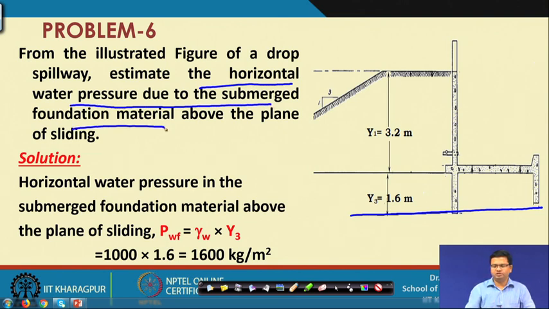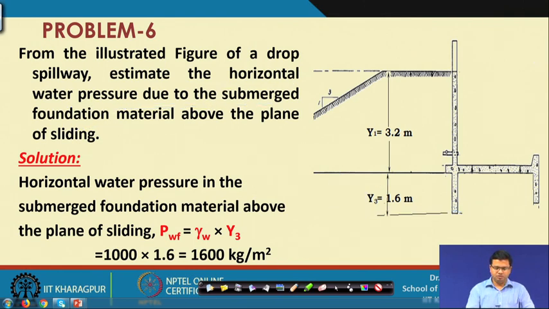In the submerged foundation, that means this is your submerged foundation, and the depth is y3 equal to 1.6 meter. So, very simple, the water pressure will be equal to gamma w into y3. That will be equal to 1000, which is your gamma w, 1000 kg per meter cube, the specific weight of water, and height equal to 1.6 meter. So, that equals 1600 kg per meter square. This is the horizontal water pressure because of the water which is inside this foundation material.